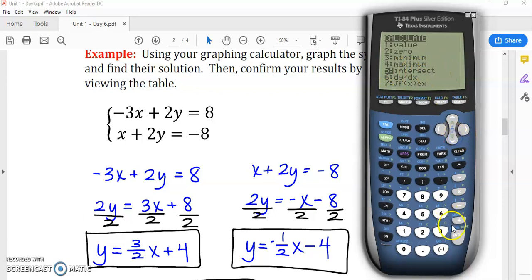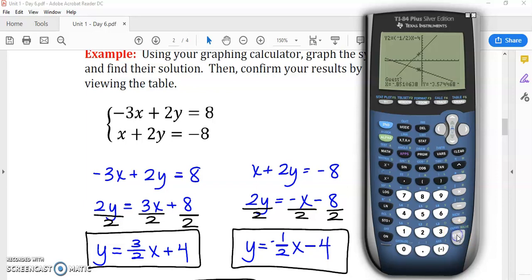So I'm going to go down to option 5, and it's going to ask me the first curve, and it's going to put the cursor on one of my two graphs, one of my two equations. So it's asking, is this one the first graph you're talking about? Yeah, y1, that was my first equation. I'll hit enter to confirm. Then it's going to bump the cursor down. It's going to say, is this the second graph you wanted me to look at? I'm going to say, yeah, that was the y2.